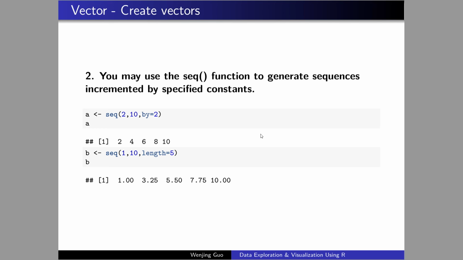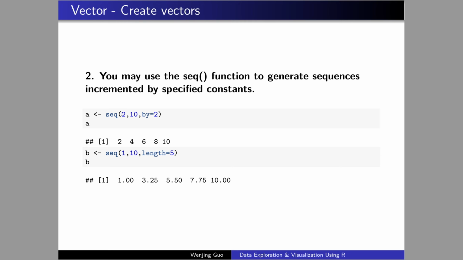The first function is the seq function. We can use this function to generate sequences incremented by a specified constant. For example, if we want to create a vector which contains 5 even numbers, 2, 4, 6, 8, and 10, we can use this R command.